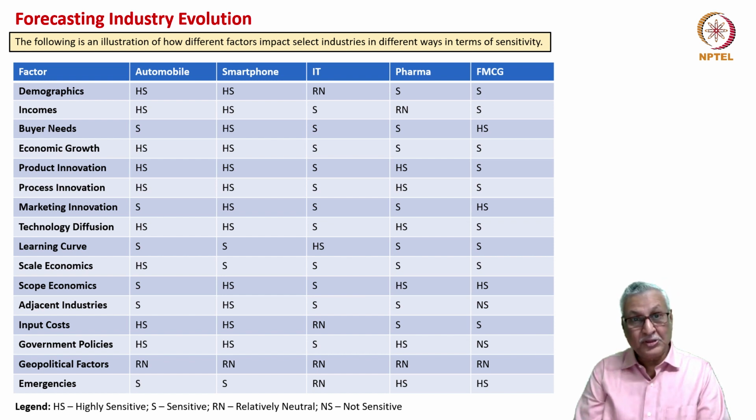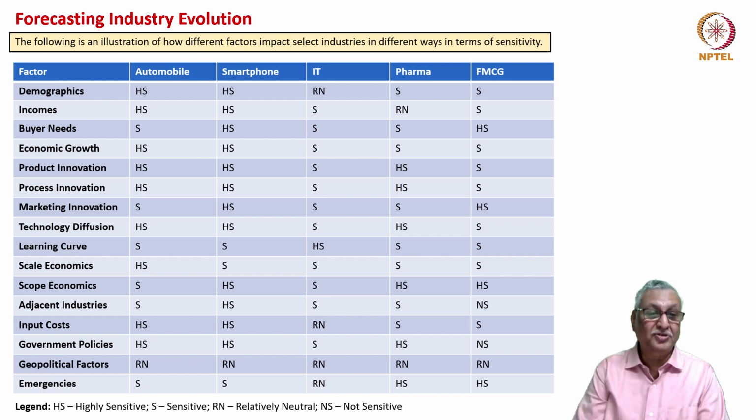However, certain industries are highly sensitive to certain factors, whereas certain industries are sensitive to many factors. And the neutrality is there in certain industries and certain segments, but not in all. If you look at automobiles, the industry is highly sensitive to demographics, incomes, economic growth, product innovation, process innovation, technology diffusion, scale economics, input costs, and government policies.